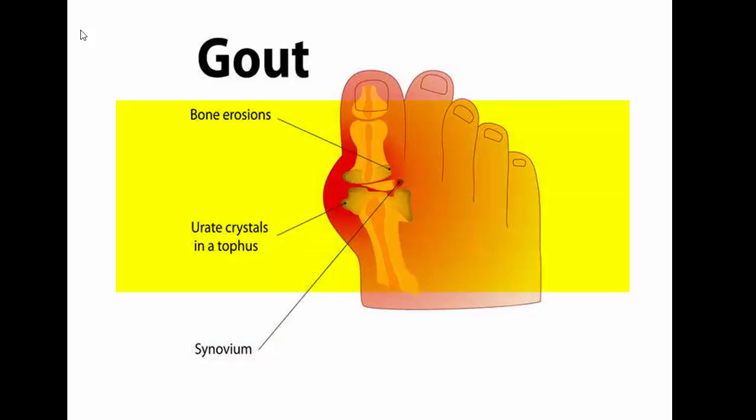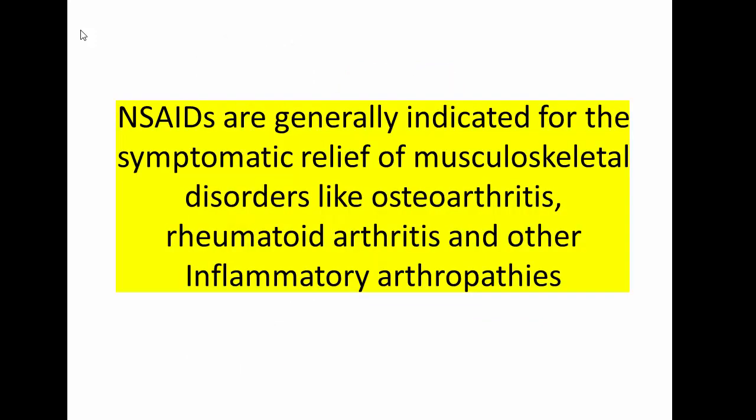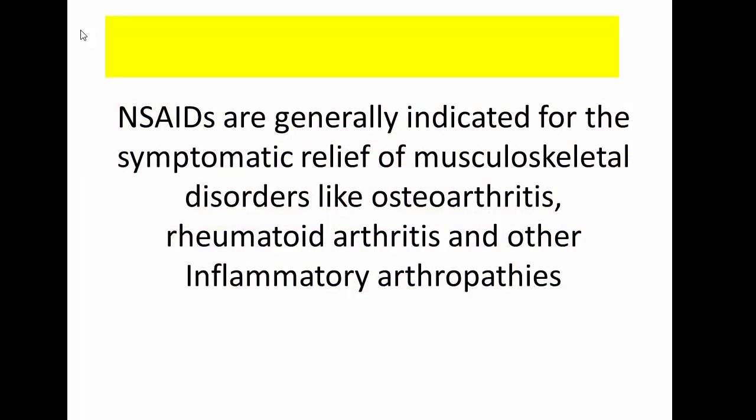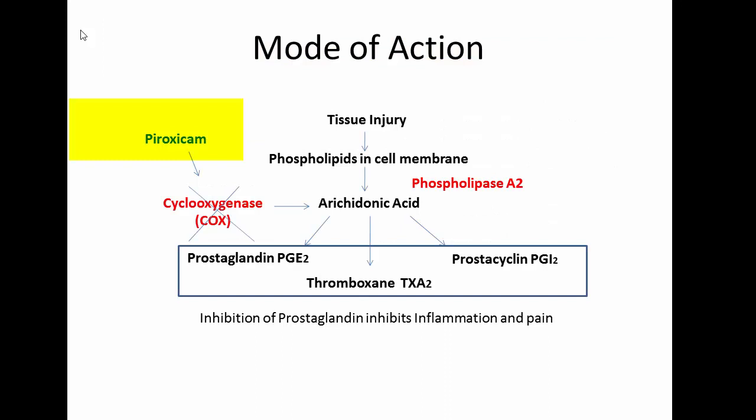NSAIDs are generally indicated for the symptomatic relief of musculoskeletal disorders like osteoarthritis, rheumatoid arthritis and other inflammatory arthropathies. Mode of action. Piroxicam inhibits the cyclooxygenase. Inhibition of prostaglandin inhibits inflammation and pain.